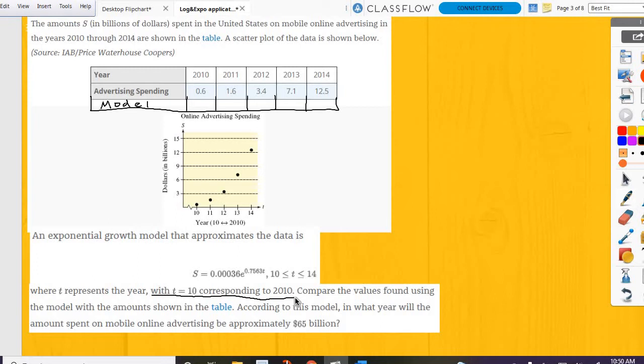So when we plug in 10 into this, so you have 0.00036 times e to the 0.7563 t, what do we get? Anyone get an answer? 0.697. So 0.69.